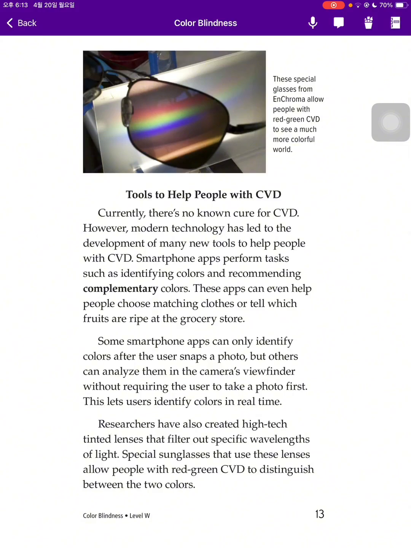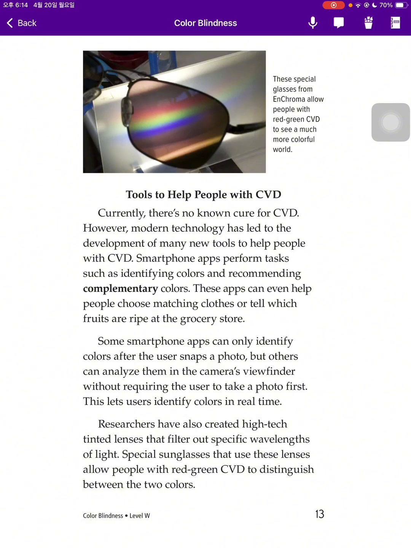Tools to help people with CVD. Currently, there's no known cure for CVD. However, modern technology has led to the development of many new tools to help people with CVD. Smartphone apps perform tasks such as identifying colors and recommending complementary colors. These apps can even help people choose matching clothes or tell which fruits are ripe at the grocery store.